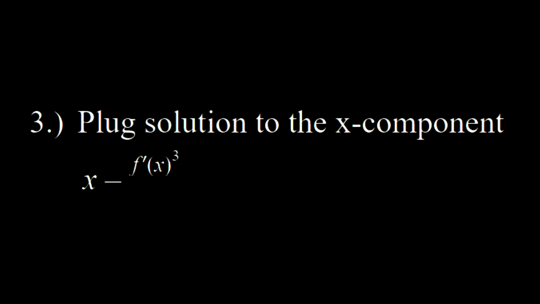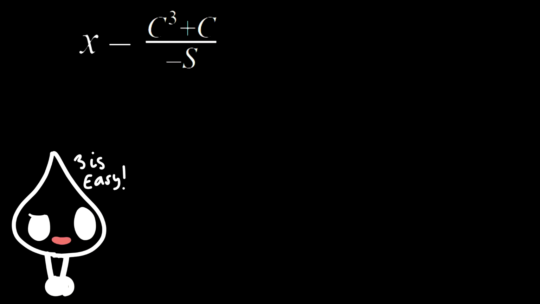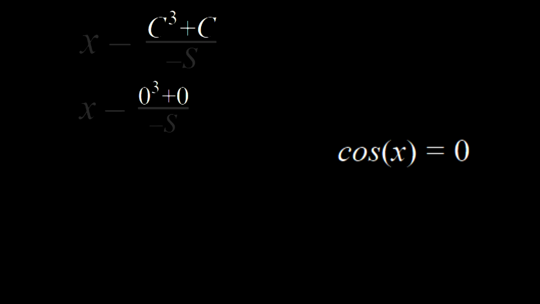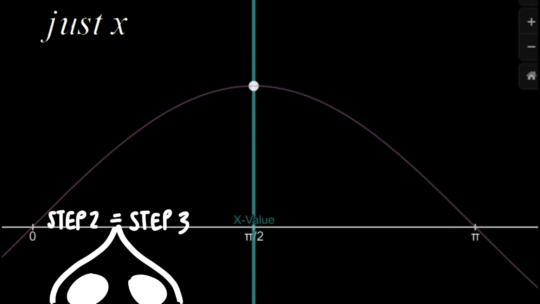Speaking of step 3, step 3's equation is x minus f prime x cubed plus f prime x over f prime prime x. Doing the shorthand, we get x minus c cubed plus c over negative s. This step is surprisingly simple and short-lived, because although not obvious, we simply substitute the c's to 0 because of the step 2 algebra that we did. This here simply leaves us with x. This makes sense because when we look at a normal line on sine x, which is vertical, we can see that our step 3 answer is just the x value that we got on step 2.